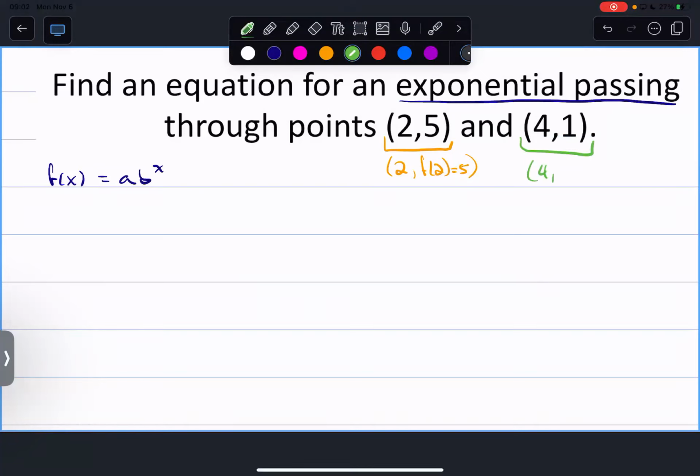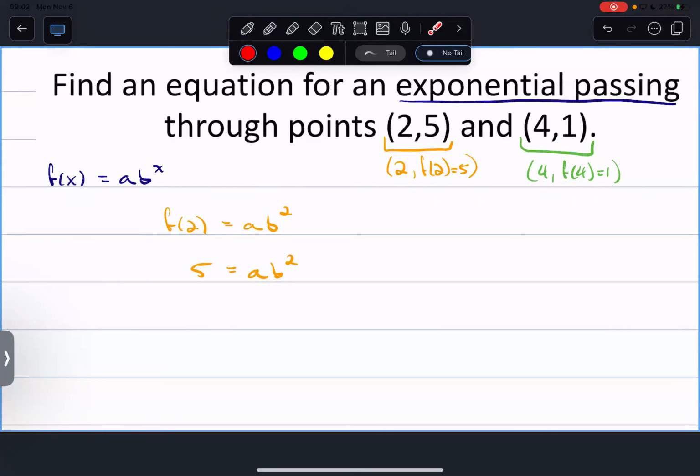Only because I want them to line up when I write them out. Okay, so let's focus on (2, 5). So when x is 2, f of 2 is 5. So we have f of 2 is a times b to the power of 2. f of 2 is 5, a times b to the power of 2. Okay. Not much else I can do there, but let's just parking lot it for a little bit and let's chip away at this little guy, right?